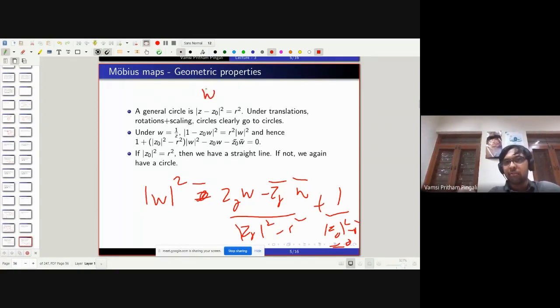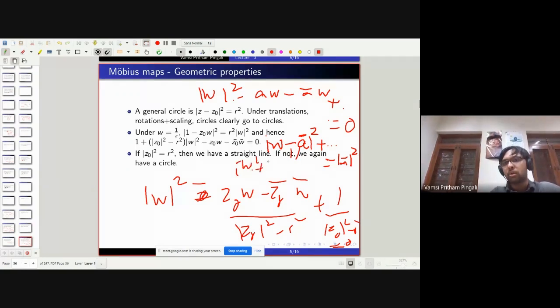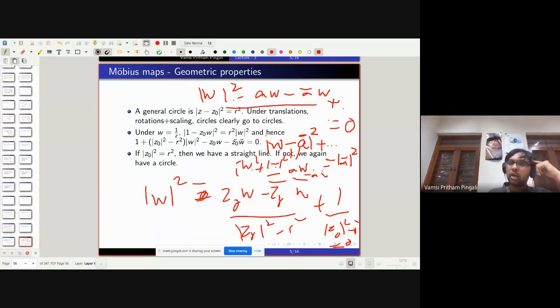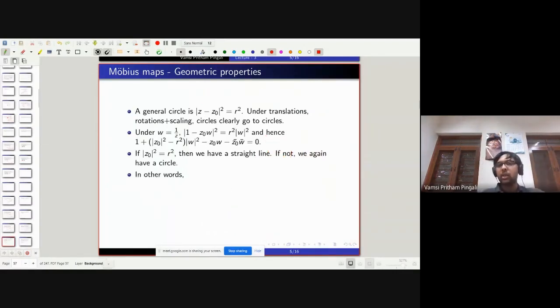Suppose you have mod w square minus a w minus a bar w bar plus blah equals 0, where blah doesn't involve w. Then you can write it as mod of w minus a bar square plus whatever is there, minus mod a bar square. Why? Because this is mod w square plus mod a bar square minus a w minus a bar w bar, which is precisely this. So completing the square, you don't have to always go back to Cartesian coordinates. That's the point I was trying to make. Anyway, the point here is that we again have a circle.